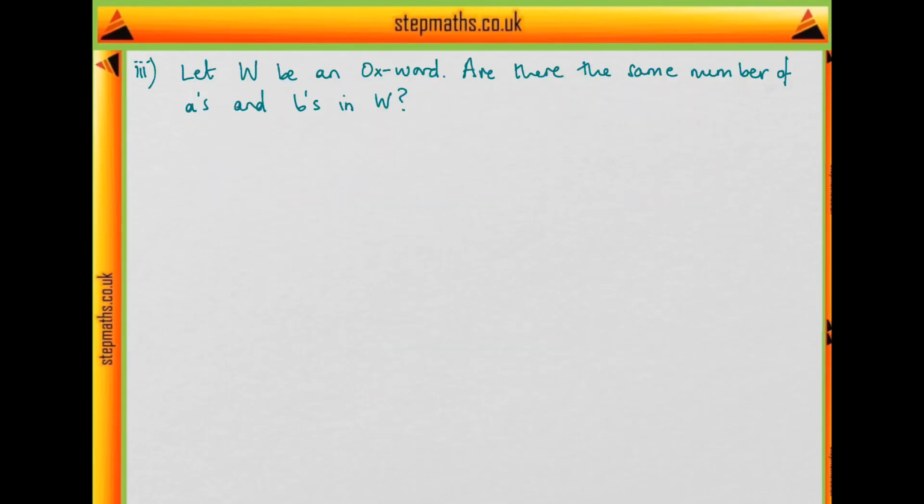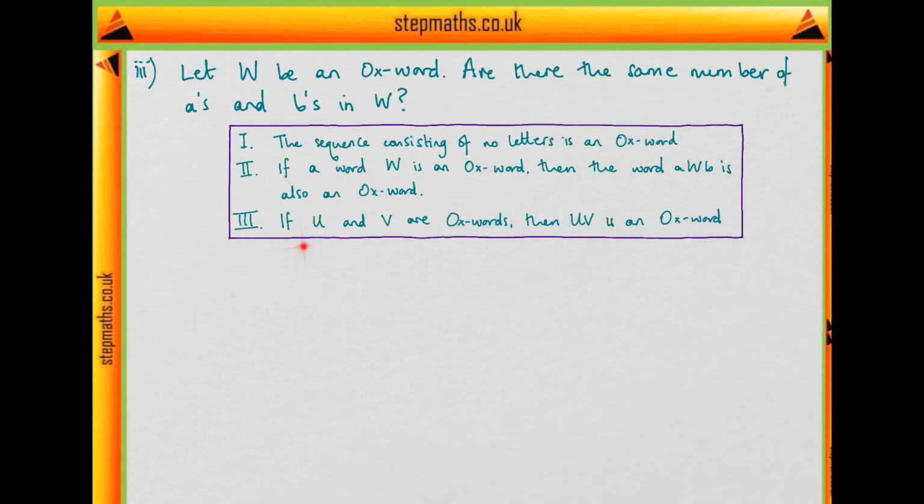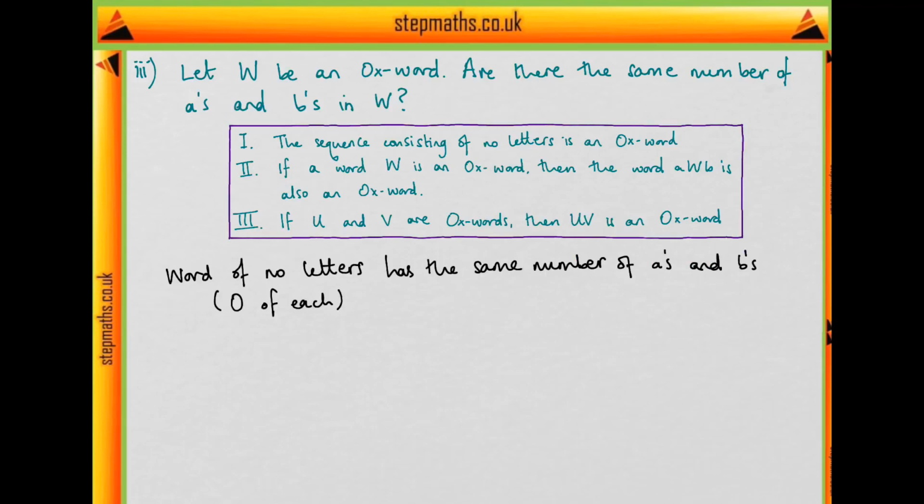Okay, so now for part 3 they say, let W be an Oxword. Is the number of occurrences of A in W necessarily equal to the number of occurrences of B in W? Okay, so here are our rules for making the words. So again, if we start off with the first rule, if we're looking at the words consisting of no letters, then that has the same number of A's and B's. It has 0 of either of them. And so we're building words starting from this empty word which has the same number of A's and B's.